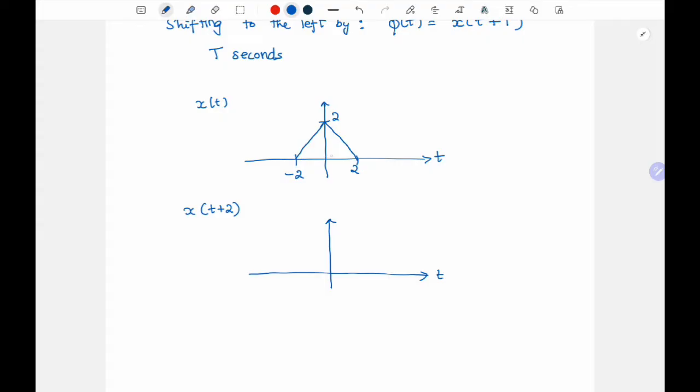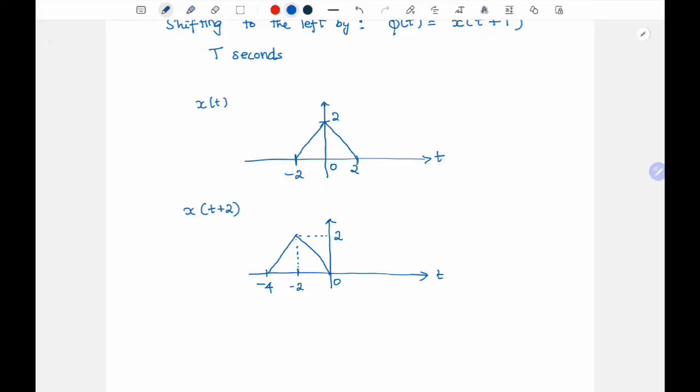So I should just shift the signal to the left by 2 because it is plus 2, right? If I shift it by 2 to the left, then this minus 2 will become minus 4, and this 2 will become 0, and whatever was 0 will become minus 2, right? Then I will have this triangular waveform here. So this amplitude will still remain at 2, right?